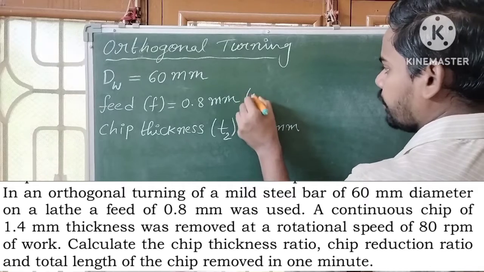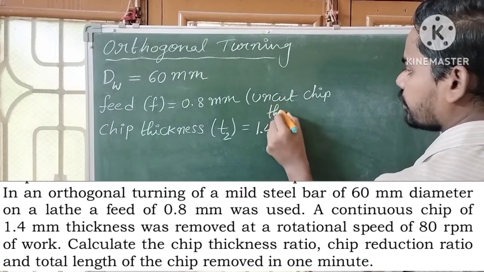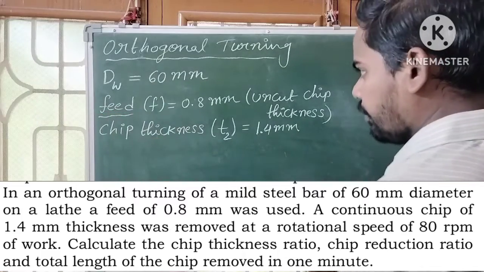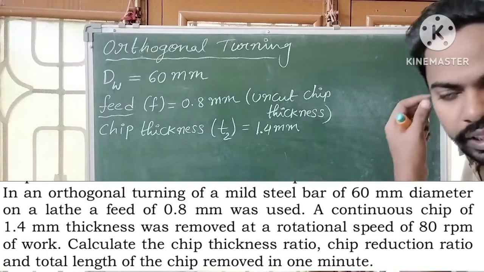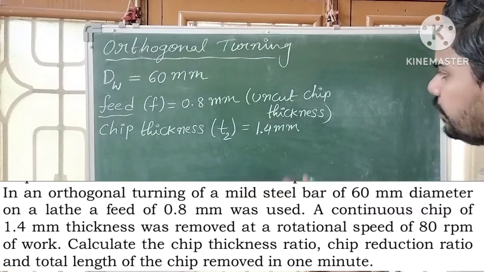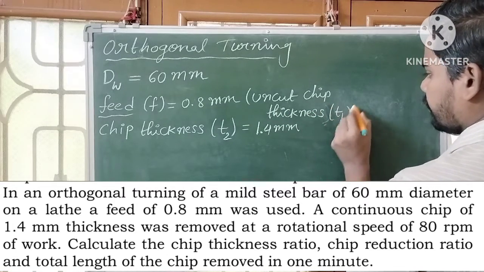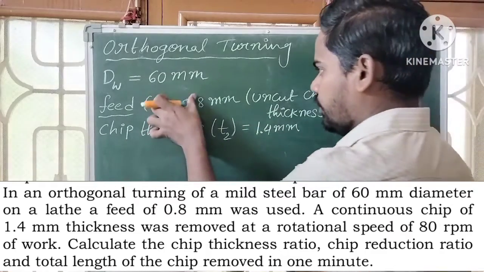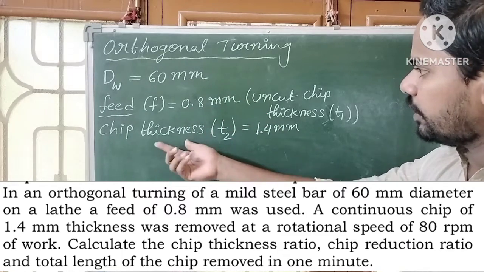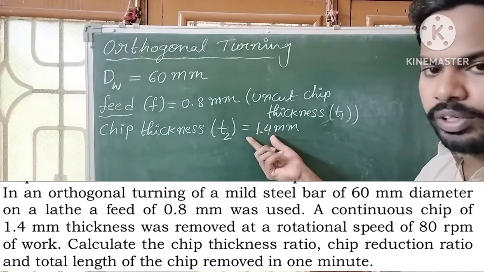Feed means nothing but uncut chip thickness. Remember, feed means uncut chip thickness. So in an orthogonal cutting operation, feed means uncut chip thickness, generally denoted by T1. So uncut chip thickness T1 is 0.8 mm before the operation, and after the cutting process, the actual chip thickness is 1.4 mm.